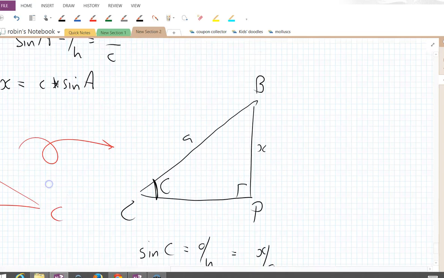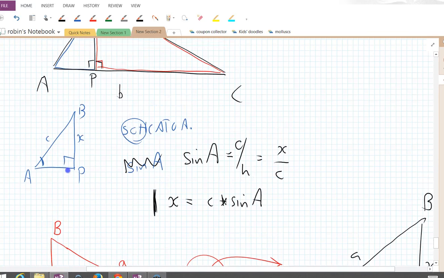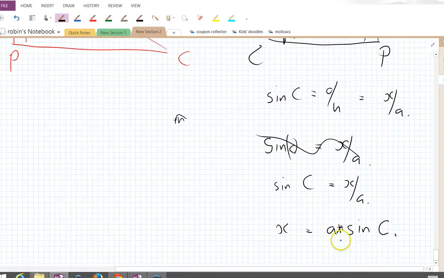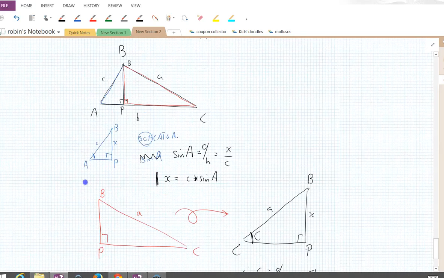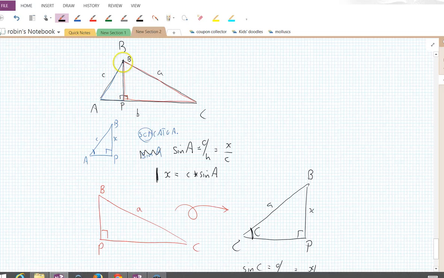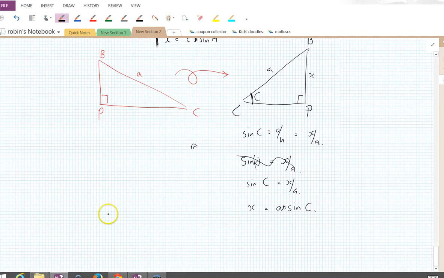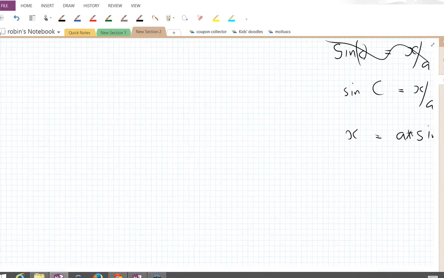Well, that's great, but we've got two expressions for X. We've got this one here that we worked out from the blue triangle, and we've got this one here that we worked out from the red triangle. So we know that they're equal because they both refer to the same thing. They both refer to this side here because I've sort of pasted those two triangles together.